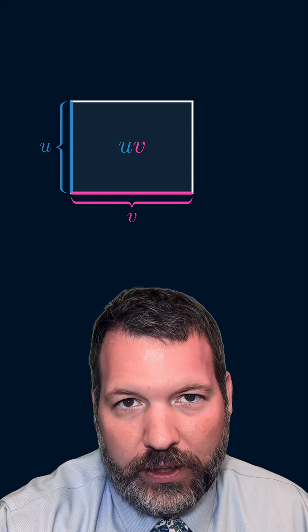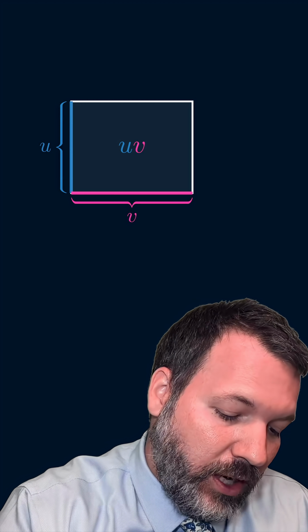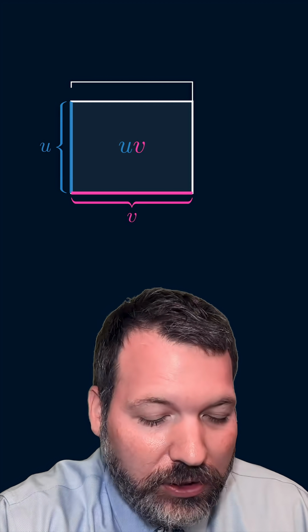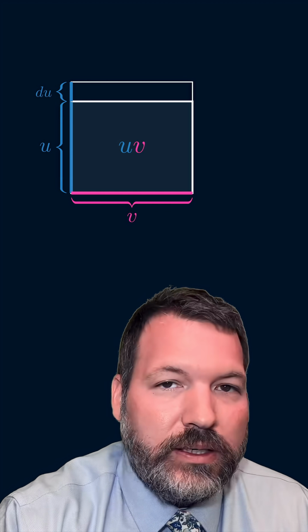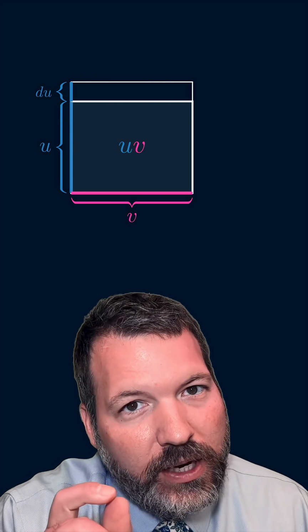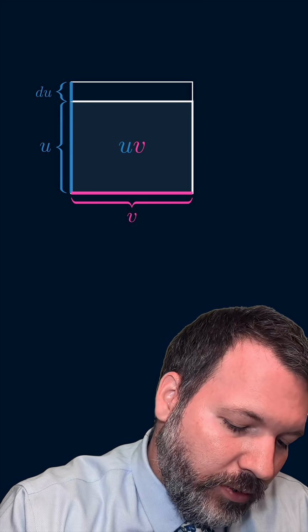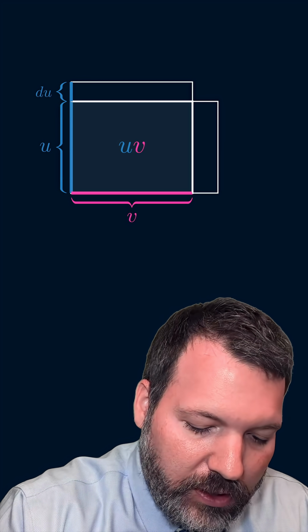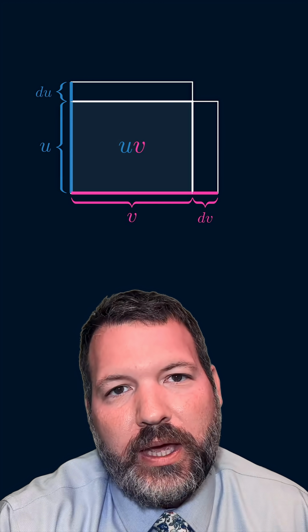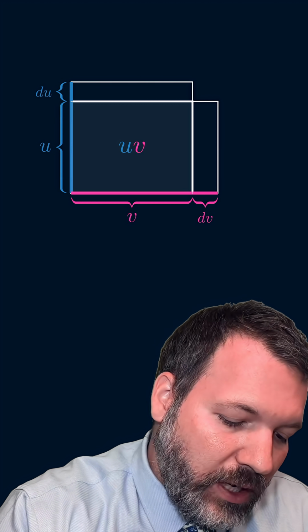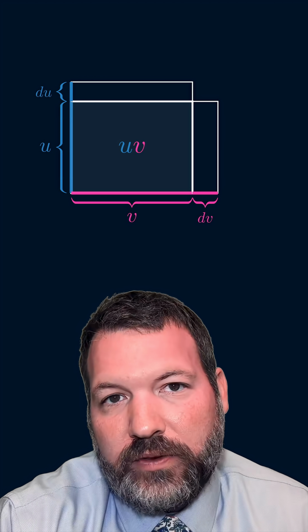of this rectangle. So let's represent those changes. Again, our up and down length is u, but then we're going to change it just a little bit and we call that du, right? That's the very tiny little bit of change that we're looking at in the value of the function. And our length, we already said, was v, but we're interested in just this tiny bit of change on the end, dv.